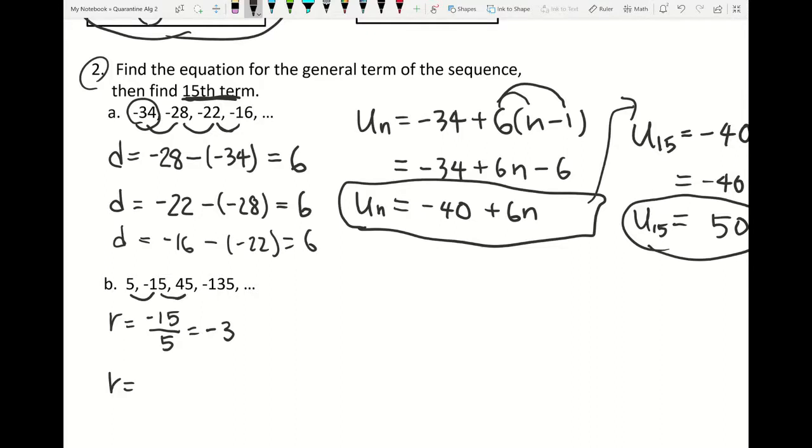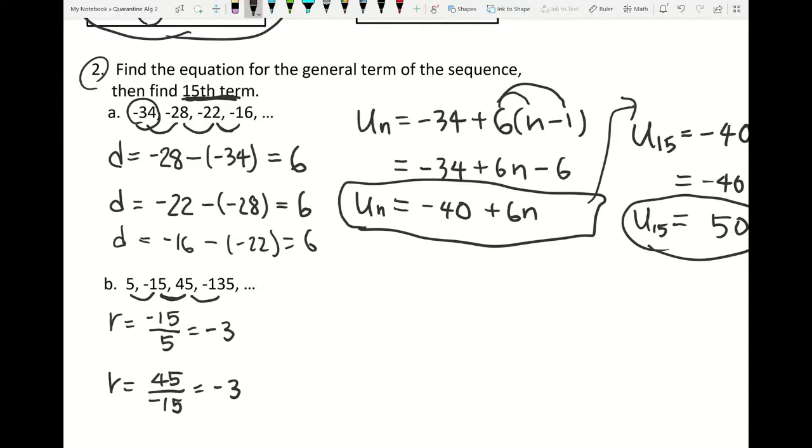So we check that. But we gotta check a couple more. Let's check this pair right here. It's 45 divided by negative 15. Just take out your calculator and do that. And what do you get? You get negative 3. And if you do the other one, the last pair, you will get negative 3 as well. So this is a geometric sequence.